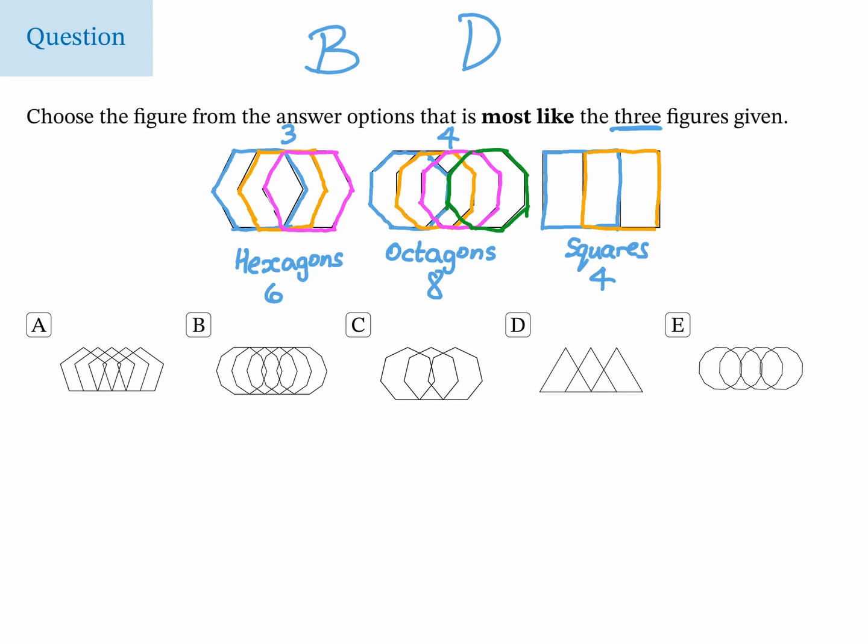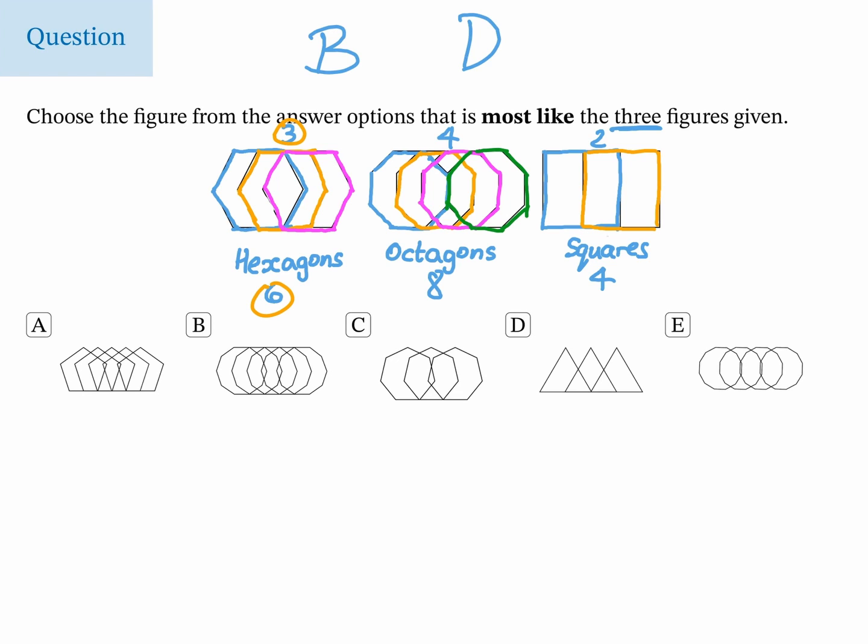The blue one, the orange one, the pink one, and the green one. And the square, the third figure, is made up of 2 overlapping squares. So the pattern we need to notice here, which is actually quite detailed, is that the number of shapes overlapping is half of the number of sides of each shape.